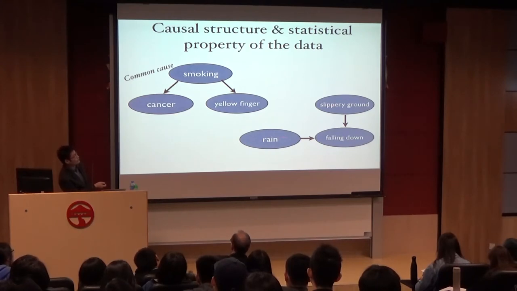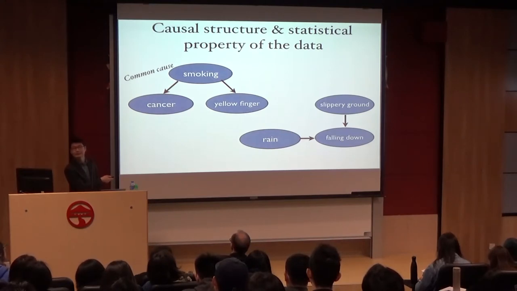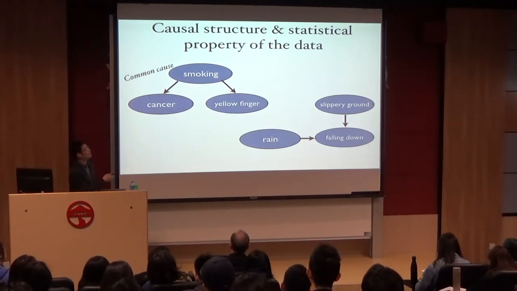Slippery ground and rain can cause falling down. Okay, this is another causal picture. Now you can see, oh, given this, they will become dependent. They will become related in some way. In other words, here I just want to say that different causal pictures will give you different properties of the data, different statistical patterns of the data. And then by analyzing the statistical properties of the data, you can recover the causal picture.